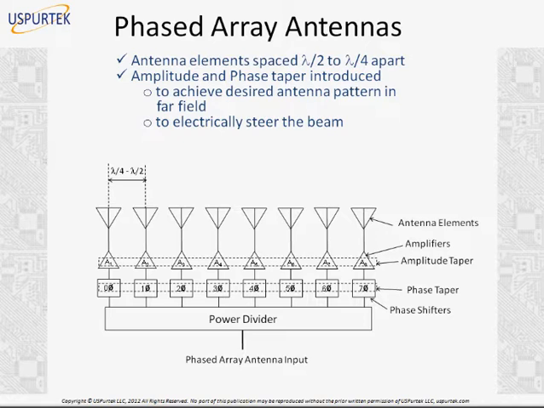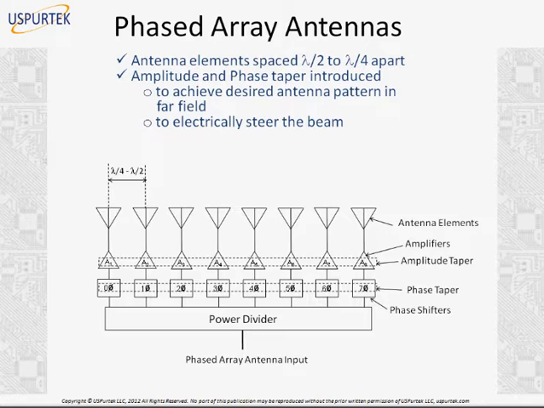Why does it have to be half wavelength apart? Because of the reactive field. If we make it closer than that, then there'll be mutual coupling between the elements and we cannot achieve the desired field pattern. So the spacing between the elements is very important here. Otherwise, we won't be able to achieve the objective of electrically steering the beam in whatever direction we want. So the spacing between the elements is very important when you're considering phased array antennas. You use a network of phase shifters. There is a phase taper and an amplitude taper between the elements. This is how you achieve it.